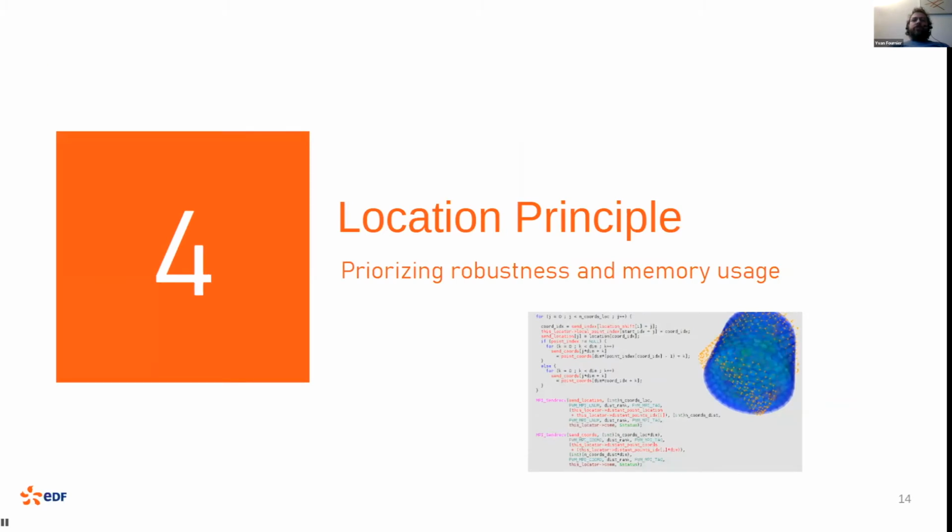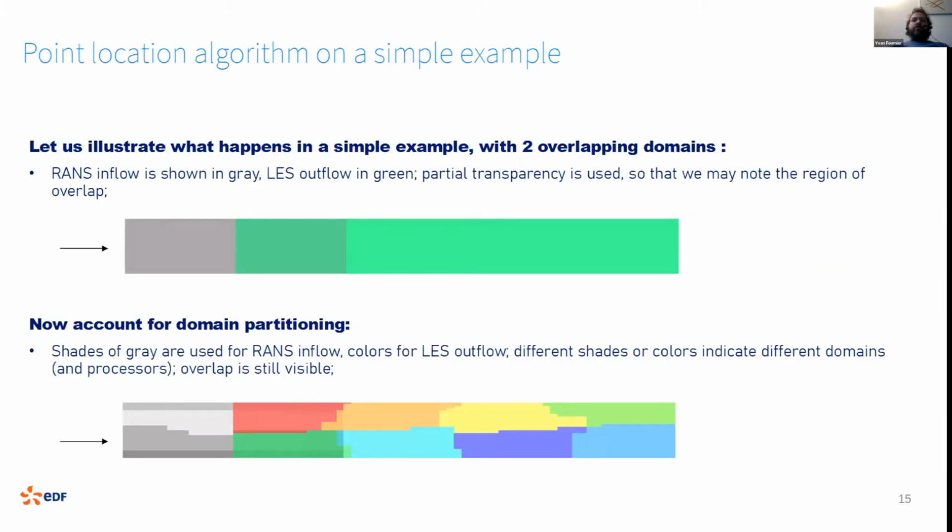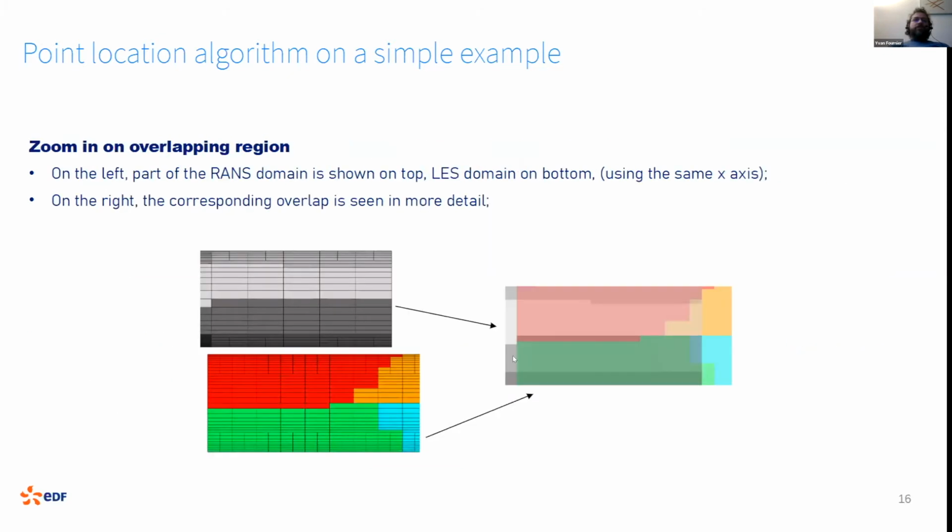I'll talk a bit about the location principle, but I'll need to go fast on that because otherwise I'll run out of time. So in this example, I just have 2 overlapping domains. The gray domain is a RANS and LES is in green. And then I just have shades of gray or different colors for a simple parallelization. So here we'll see that some domains partially overlap, others don't.